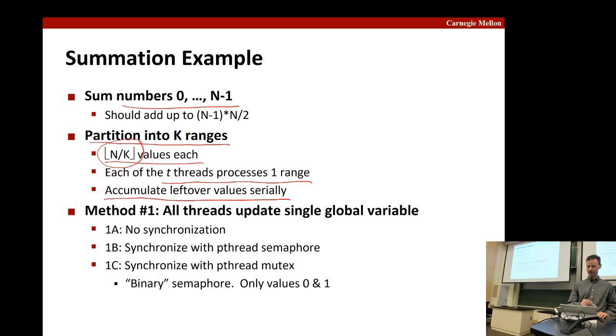The first thing we're going to try is method 1, which is that all the threads update a single global variable, the running sum. And we're going to have three ways of doing that. One is without synchronization. One is we're going to use our pthread semaphore. And one we're going to use our pthread mutex, which is a semaphore where the values are just 0 or 1.